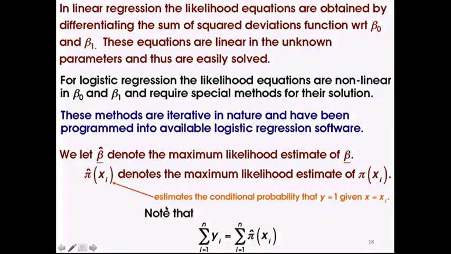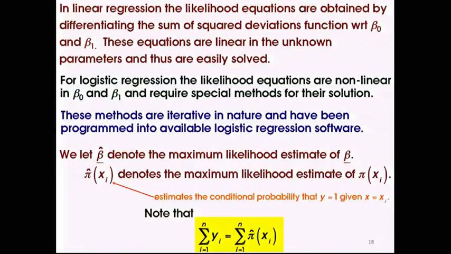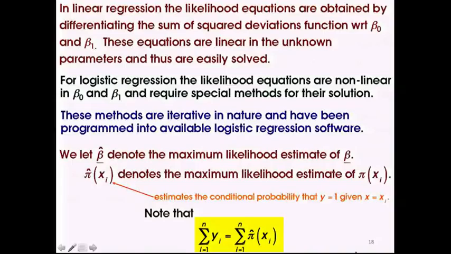Just one note: remember the y's are all zeros and ones, so if you sum up those zeros and ones over all of the subjects, you get the total number of people with the outcome variable. Similarly, if you sum up the estimated probabilities from 1 to n, the sum of the probabilities is also the total number of people with y equals 1. So that's something to keep in mind: the sum of the probabilities is equal to the sum of the y's. So this is a good place to have a break.